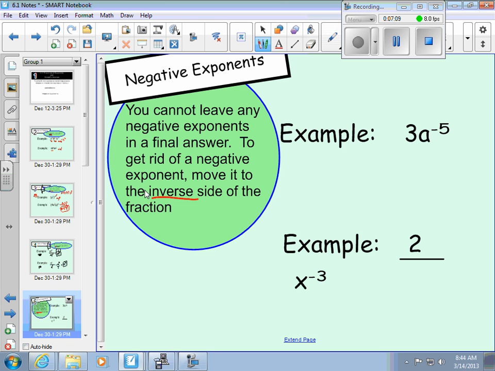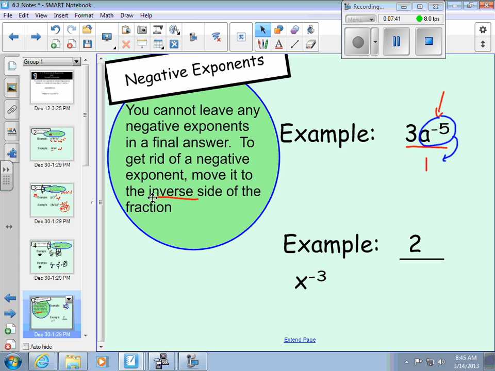Well, let's look at this first example, 3a to the negative 5th power. We don't want to leave our answer with this negative exponent. So what we're going to do is move it to the other side of the fraction. Right now, this is not a fraction, so we make it into a fraction by putting it over 1. Then we're going to take this term right here, the part that has the power of negative 5, and move that to the inverse side or other side of the fraction.